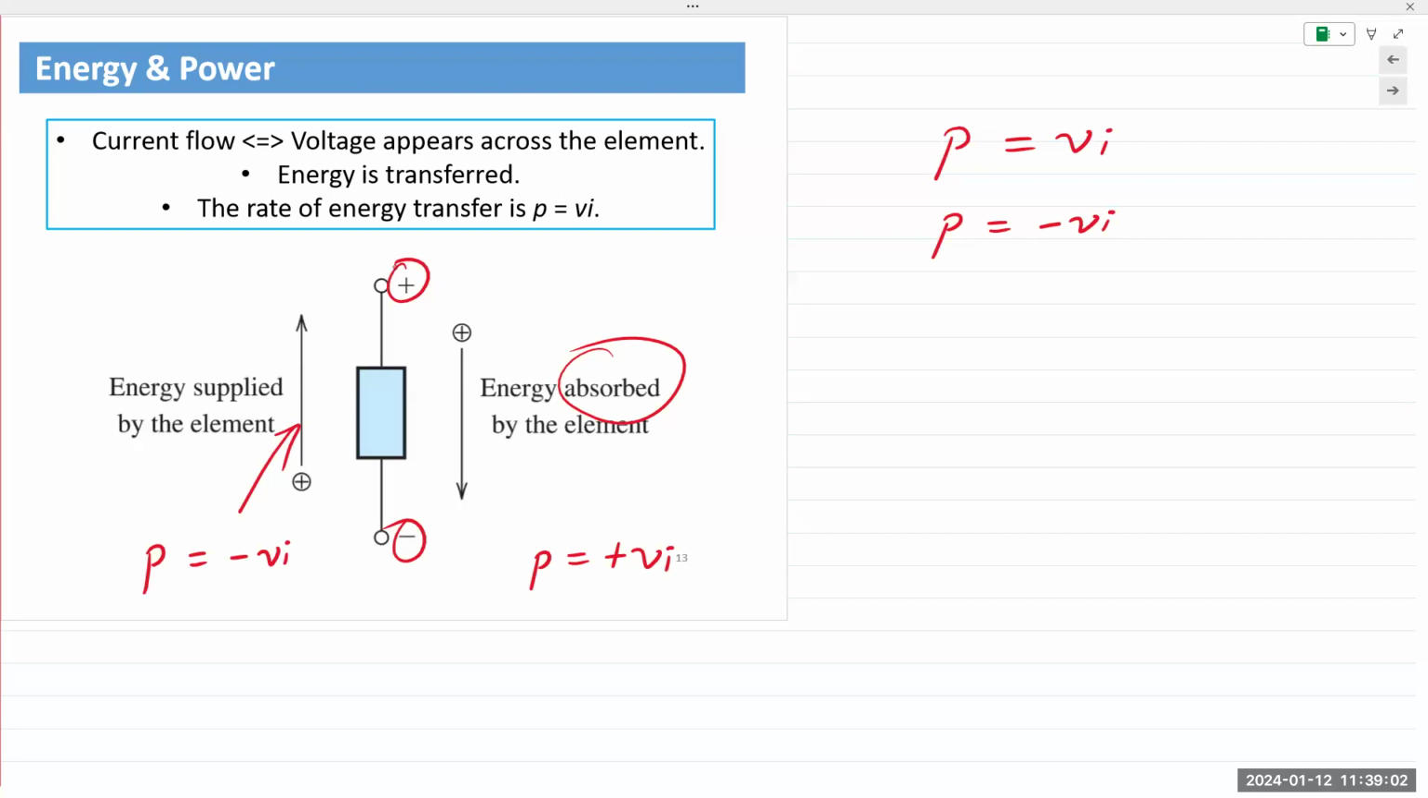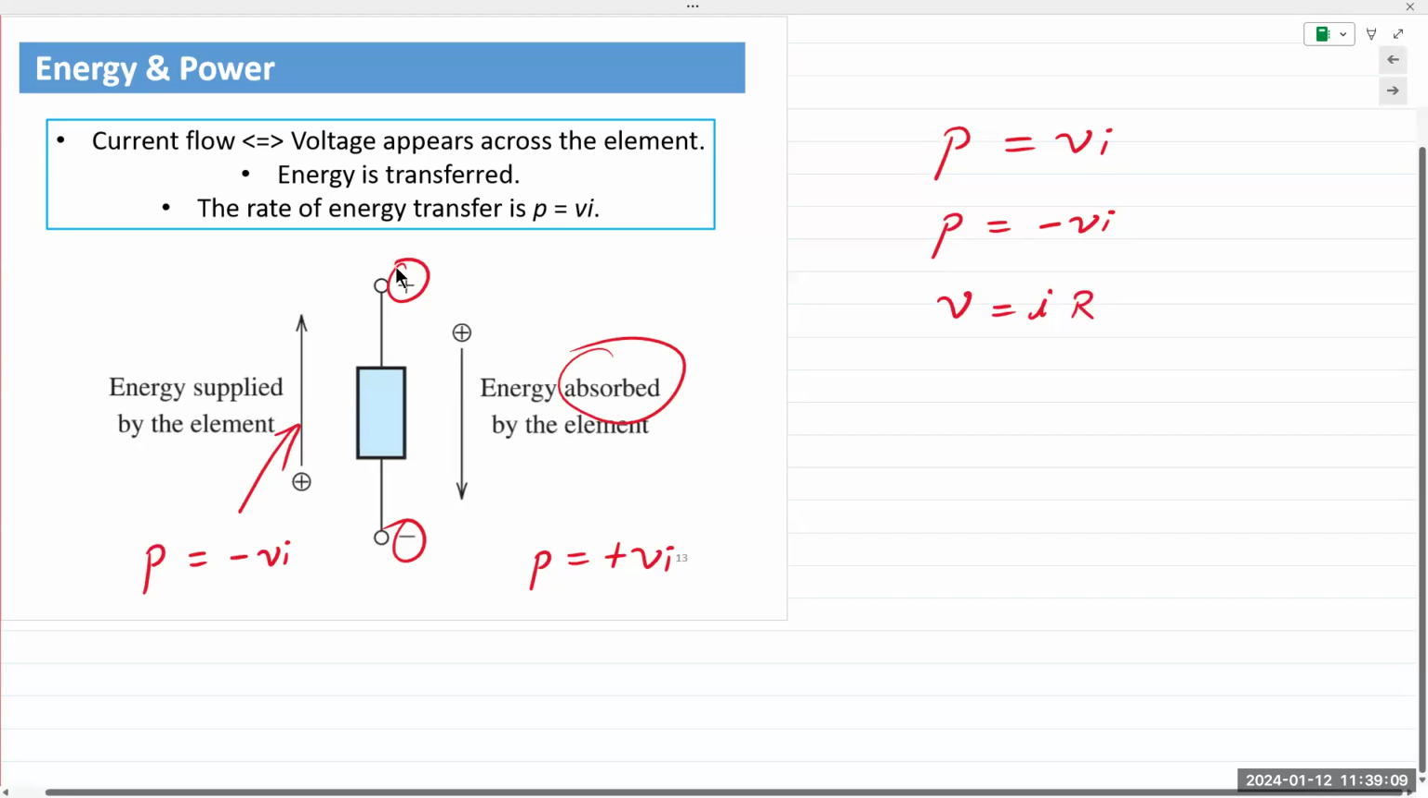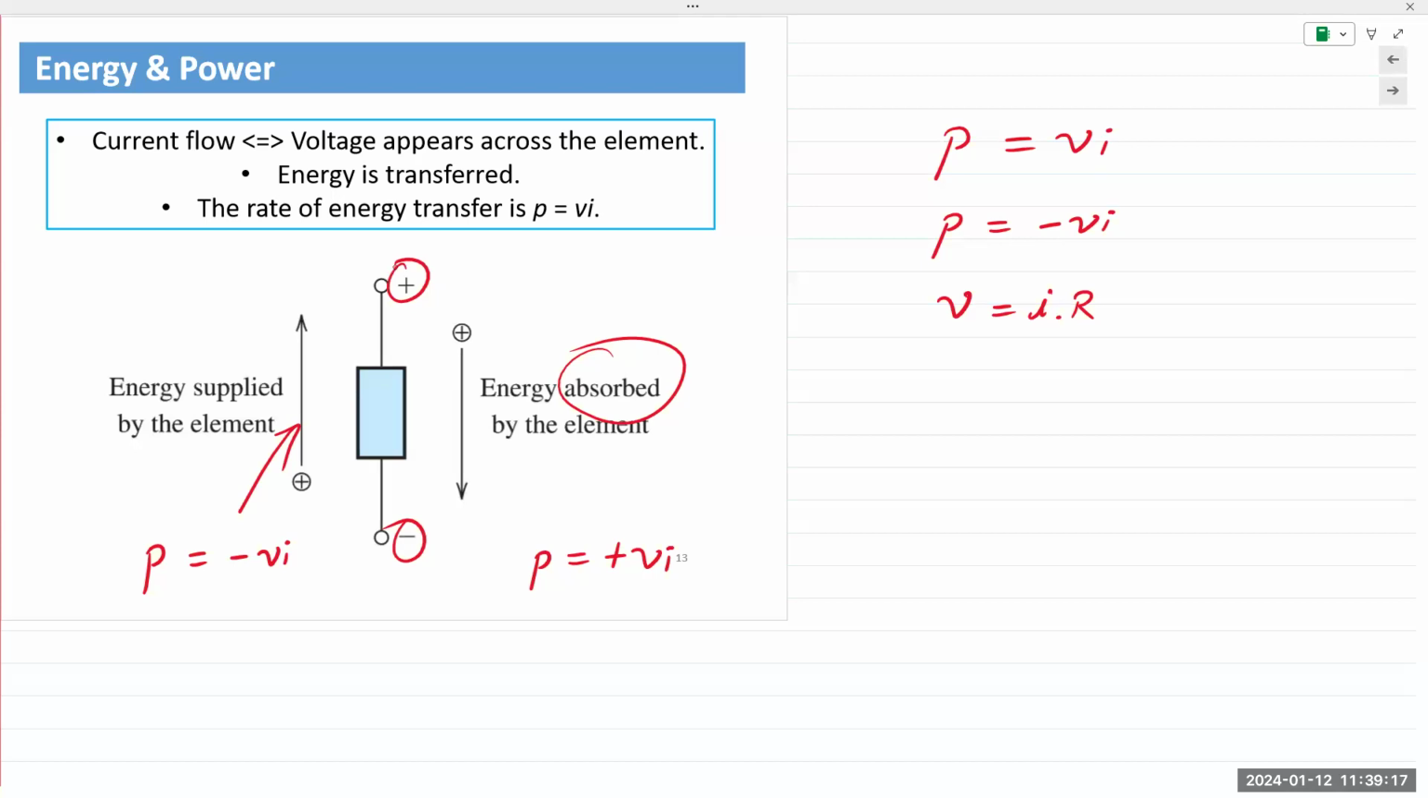If we combine this power equation with Ohm's law, we get two more equations. We're simply rearranging the terms. We plug Ohm's law into the power equation, and we can get P equals I squared R, or P equals V squared over R. You do not have to memorize these two equations. You can always derive them from Ohm's law and the power equation.